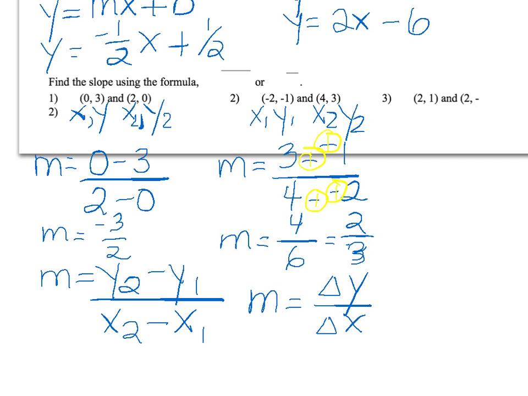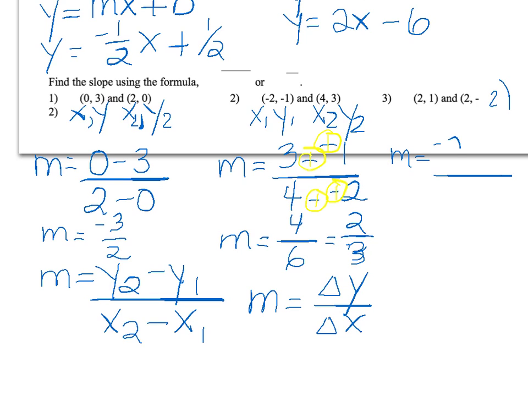And the last one, it's missing this 2 here. You should have it on your handout as 2, 1 and 2, -2. So if I plotted these 2 points on a graph, what is the slope of the line? If I have graph paper, I can go ahead, plot those 2 points, and just count, rise over run. But at the moment, I don't have graph paper, so I'm going to use my slope formula again.